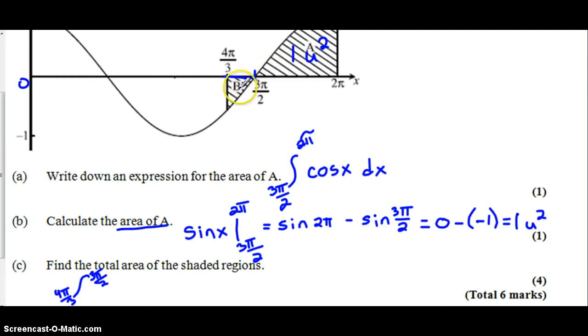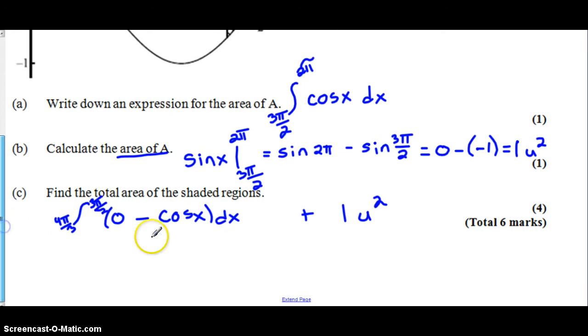Or I could set it up as an area between two functions, where the first function is y equals 0, minus the bottom function, or the lower function, which is the cosine of x. And I'll still take the antiderivative with respect to x. Since it says to find the total area of the shaded regions, I'm going to have to add on whatever I get from this integral with the 1 unit squared that I got from part B, because that's the area of part A in the picture. So let's go ahead and find out what the area is.